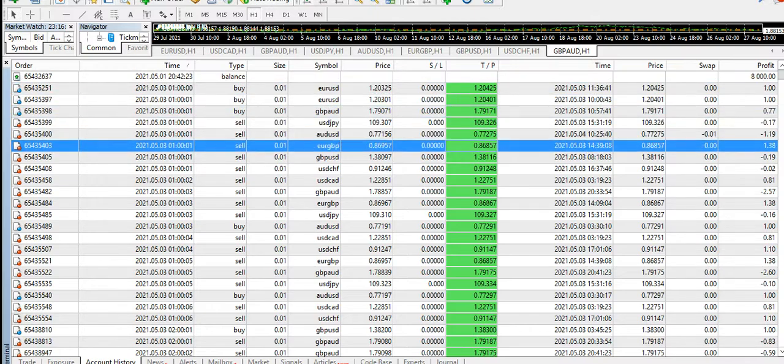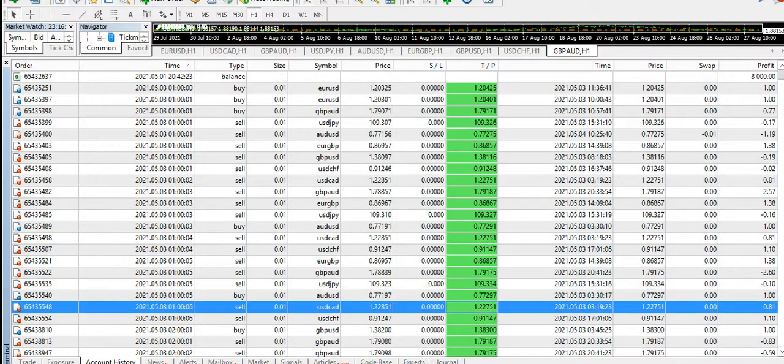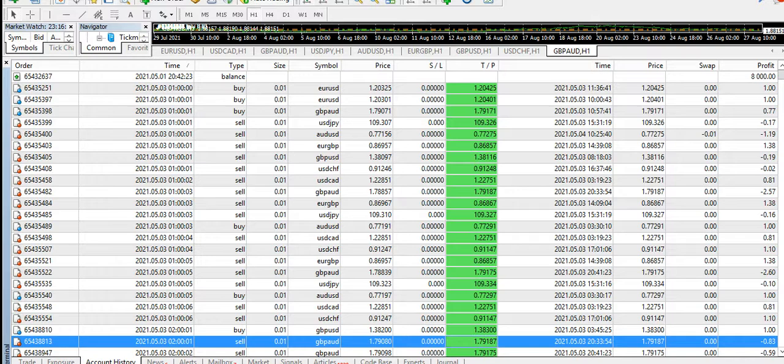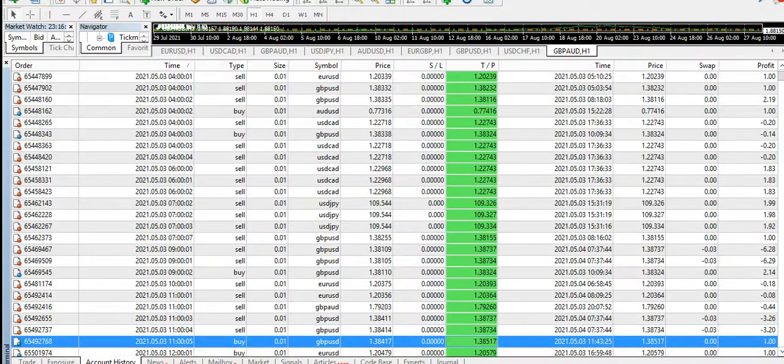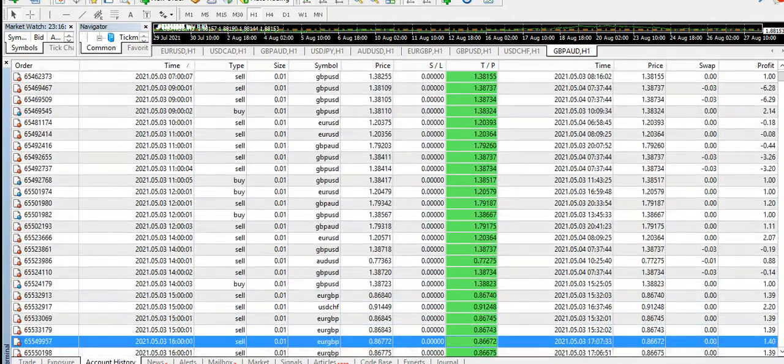I'm just sharing it from the start. Okay, from the 1st of May, it was a demo deposit of 8,000, and we started from 3rd of May. It was Monday, so the trades started there. So I'm sharing you each and everything from scratch.